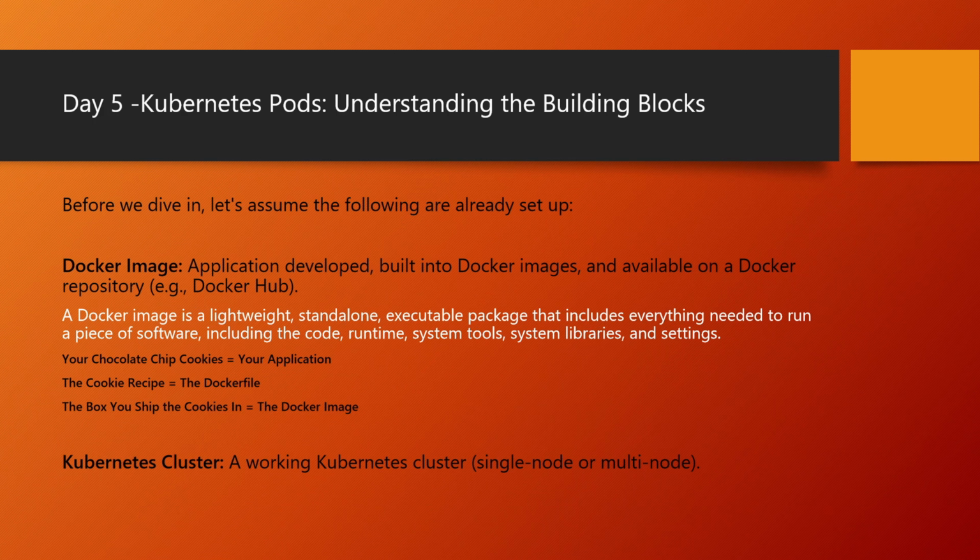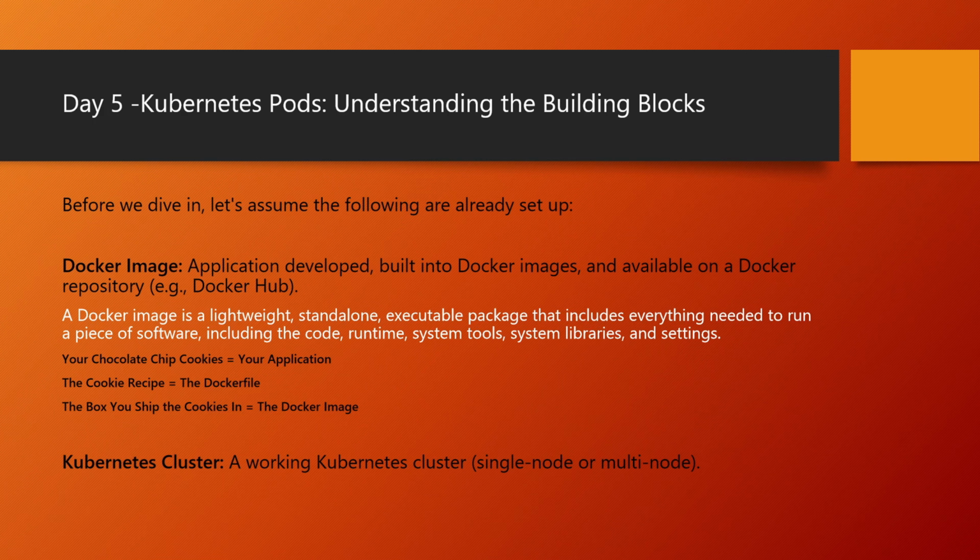Okay. Now what is the Docker image? Docker image is actually a lightweight, standalone executable package that includes everything needed to run a piece of software, including the code, the runtime, the system tools, the system libraries, and the settings. Let's say you have created a Python application. So to run that particular application, whatever the binaries, whatever the libraries are being used in your application, everything is packaged into a Docker image.